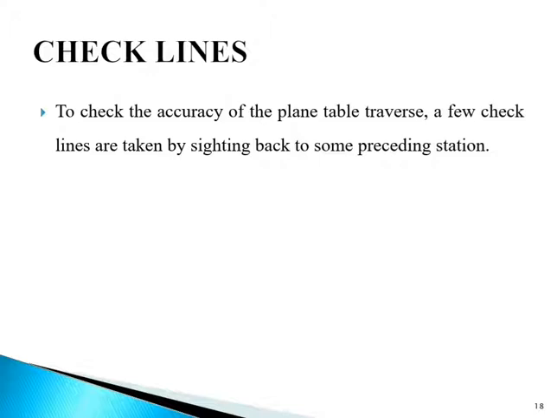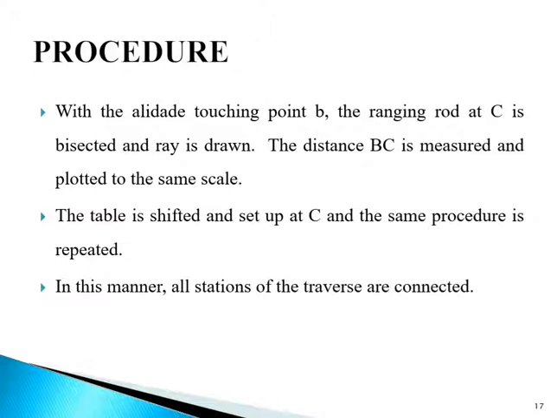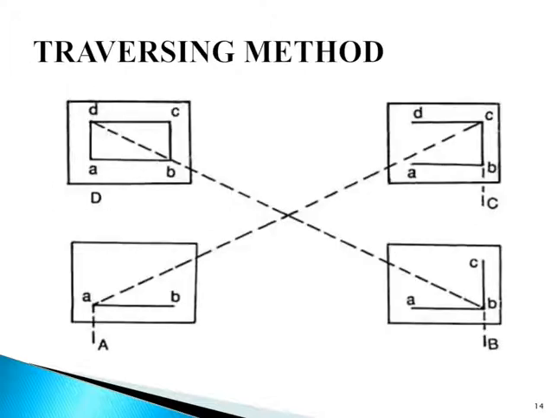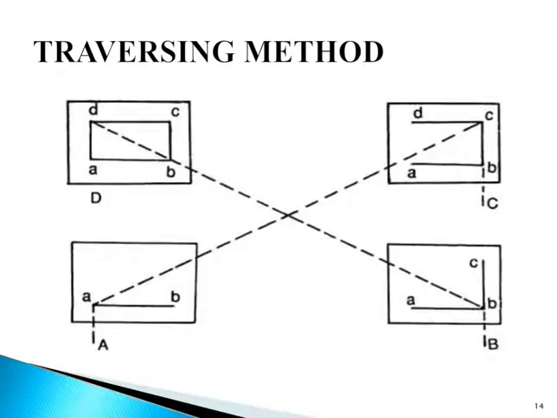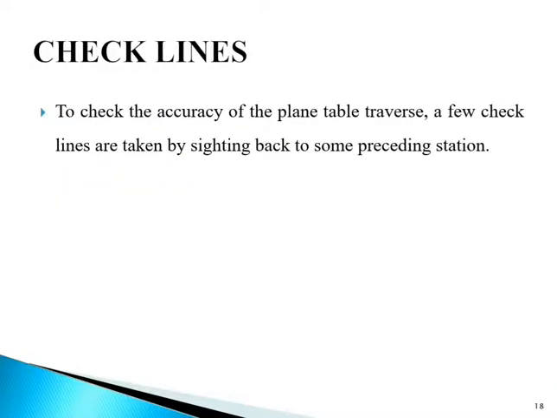Next is check lines. To check the accuracy of the plane table traverse, a few check lines are taken by sighting back to some preceding station. We have already taken back sighting in this method. We have to back sight station A or station B for the reading. So to check whether the line is accurate or not, back sighting is done. This process is known as check line.